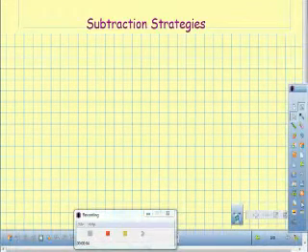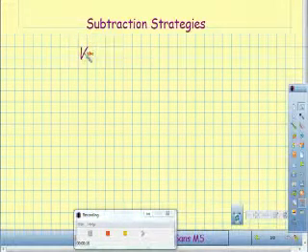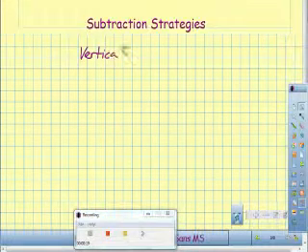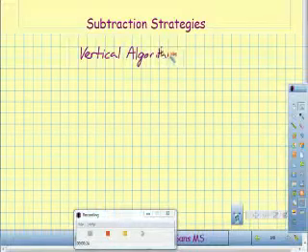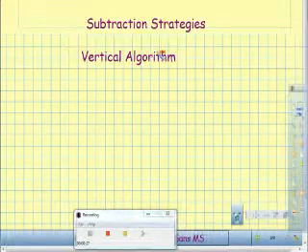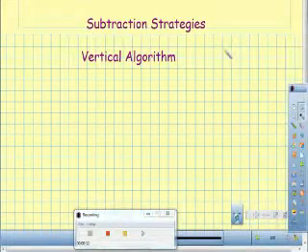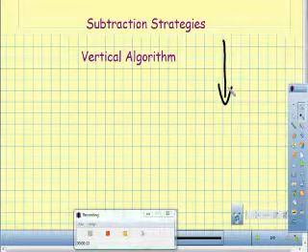Okay, so today I want to look at one which you've seen in addition that we call the vertical algorithm. And of course that means stacking the numbers vertically in a line, thinking about keeping things in place value. Okay, so let's start with a nice easy one.